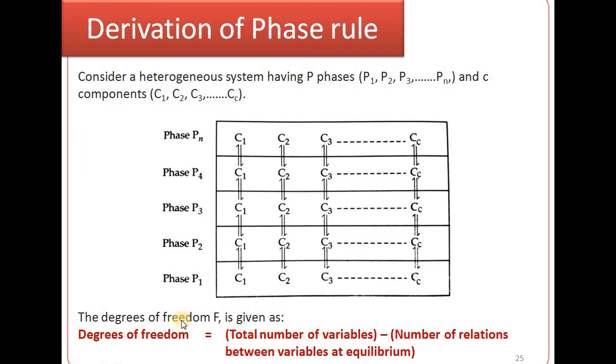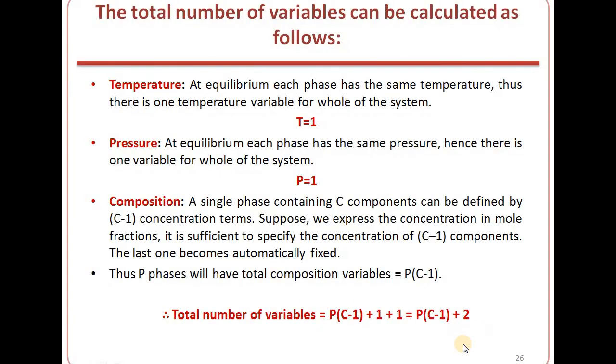Now, the degree of freedom will be given as total number of variables defining the system minus number of relations between various variables at equilibrium. The total degrees of freedom of the system will be equal to total number of variables defining the system minus number of relations between various variables at equilibrium. So, how are we getting this? First one, various variables are temperature, pressure and composition.